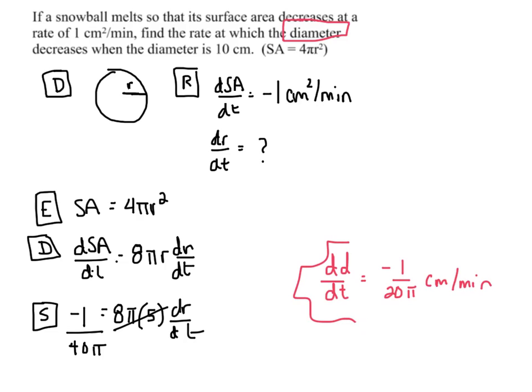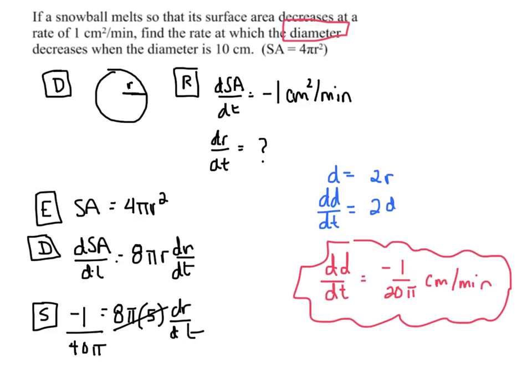The other way you could do this, if you were kind of unsure of that relationship, is you could say that the diameter is equal to 2 times the radius. So the derivative of diameter with respect to time is equal to 2 dr dt, which is where we get that doubling.